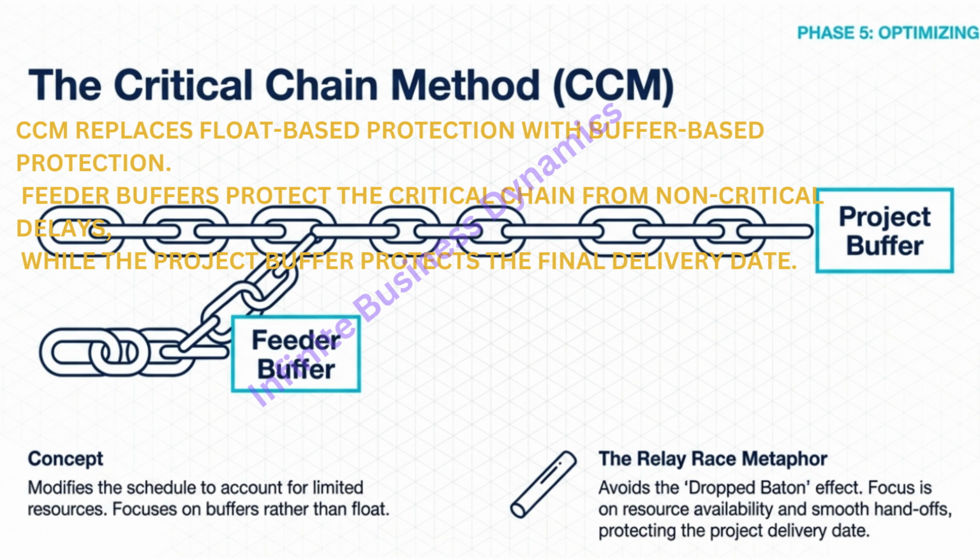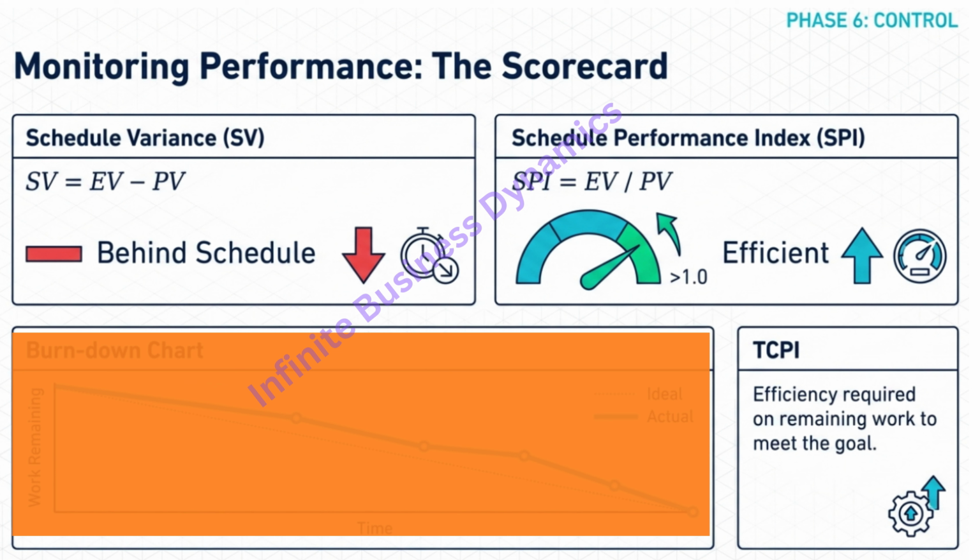Okay, we've built the perfect plan. We've optimized it. Now, phase 6, control and monitoring. The project is live. How do we know if we're winning or losing? You can't just look at the calendar and say, looks good. You need earned value management, or EVM. This is the dashboard of the project. And it gives us those acronyms that everyone fears on the PMP exam.